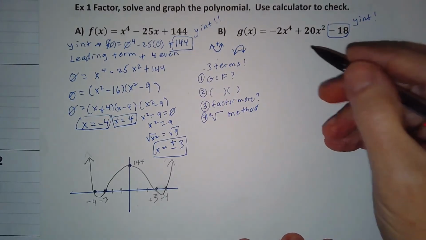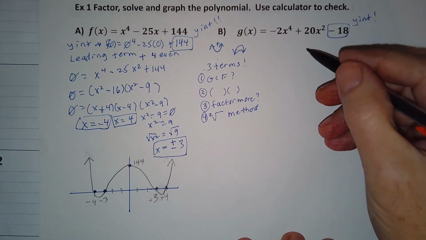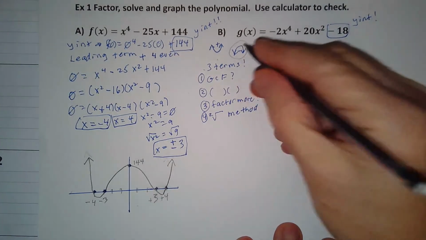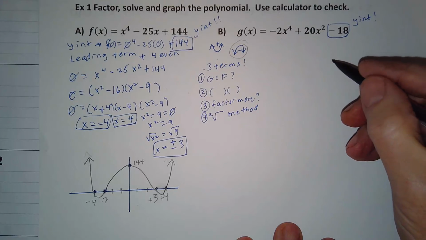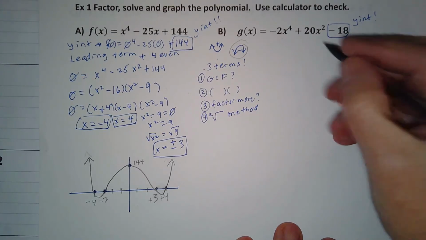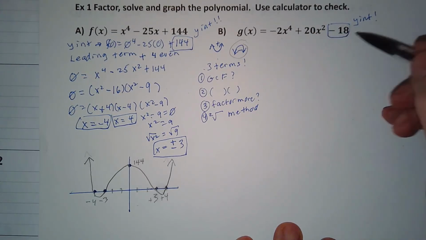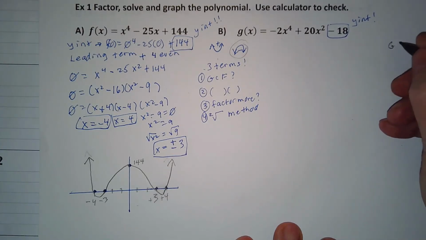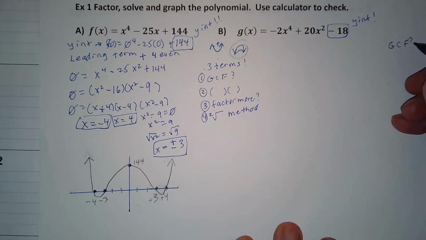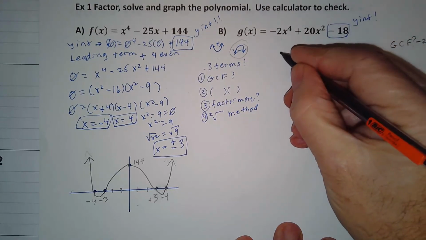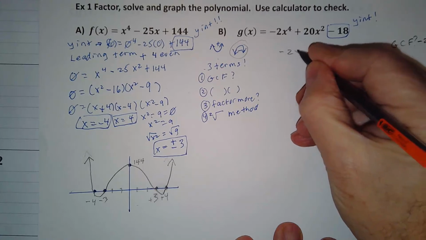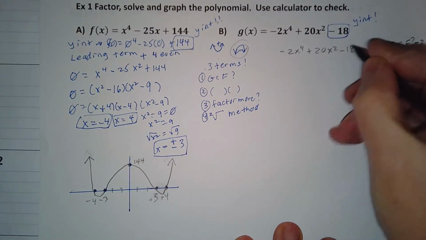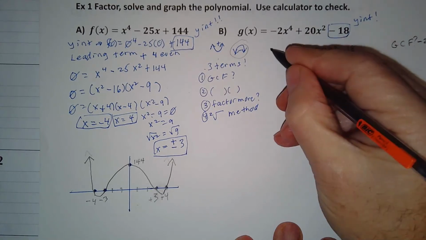Over here, we've got a leading term that's negative. So obviously over here, we're going to be using the down and down method. So negative 2x, 20, and negative 18. You know what? We also have a greatest common factor. So GCF, and that's negative 2. So let's take negative 2 out of x to the 4th plus 20x squared minus 18, and we'll divide, and then we're going to have that set to 0.